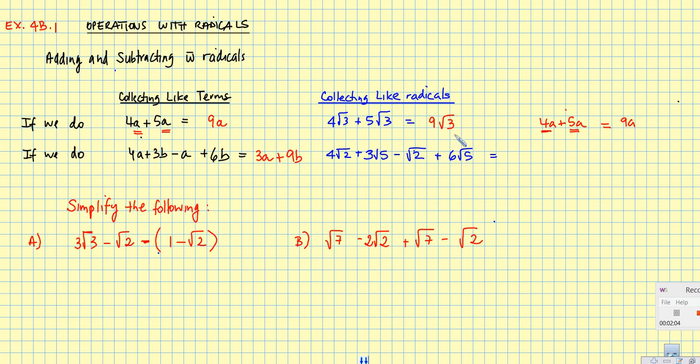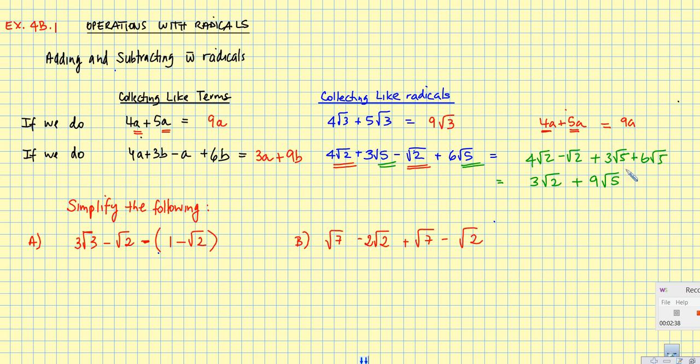So if I do the same thing in this problem here, I collect my like terms. There's my root 2, there's a root 2, and we've got a root 5 and a root 5. Therefore, I add 4 root 2 minus 1 root 2, plus 3 root 5 plus 6 root 5, and we end up getting 4 minus 1 is 3 root 2, and then 6 plus 3 gives us plus 9 root 5. Notice that what's under the square root, root 2 and root 5, does not change in any way or form. They stay as they are.